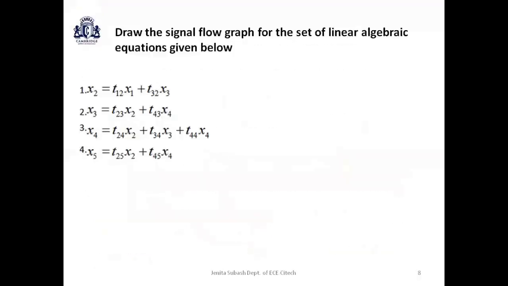So let us take a simple example. Draw the signal flow graph for the set of linear algebraic equations given below. Number 1, x2 = t12 x1 + t32 x3. Number 2, x3 = t23 x2 + t43 x4. Number 3, x4 = t24 x2 + t34 x3 + t44 x4. And finally, x5 = t25 x2 + t45 x4.